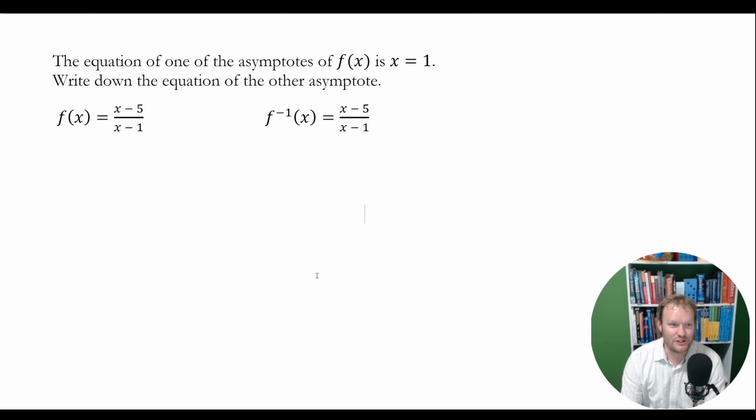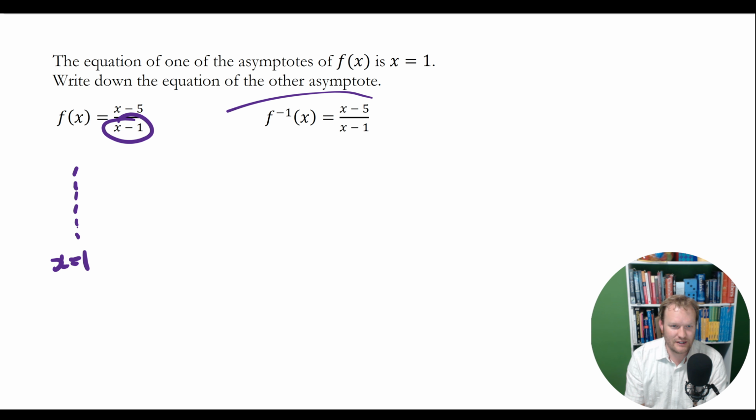Okay, for the next part of the question, we have the equation of one of the asymptotes of f of x is x equals 1. Well, that's easy enough, right? You didn't need to be told that. You can see it over here. X equals 1 is going to cause it to break. It's an asymptote of this hyperbola. Write down the equation of the other asymptote.